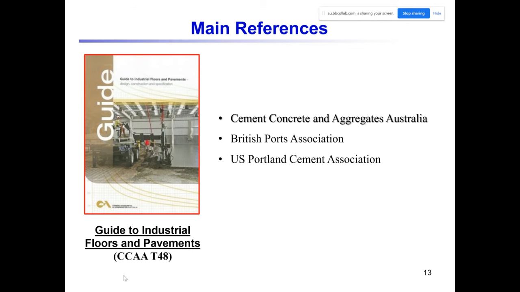For the industrial floor, for the terminal, when we want to design the rigid pavement, this is the standard that we are going to use. This is the Guide to Industrial Floors and Pavements, CCAA T48, which is widely used in Australia for the design of industrial floors. There are also 2 other standards, the British Ports Association, which are again very popular, and the US Portland Cement Association for industrial floors. But in this course, we mainly focus on CCAA.